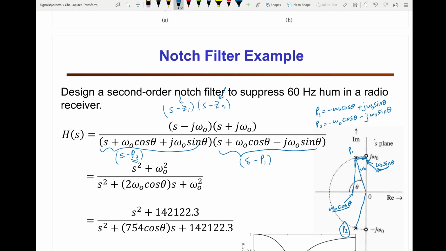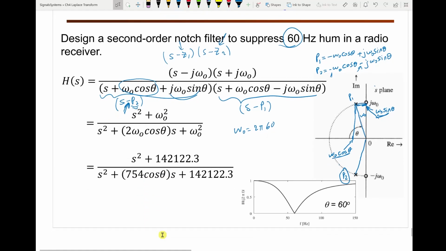Then I plug in for P2: minus times minus, I get omega 0 cosine theta. Minus again, times minus, I get j omega 0 sine theta. Same thing here: minus times this minus, I get plus omega 0 cosine theta, and this minus times the plus, I get minus j omega 0 sine theta. If you multiply the zero factors, you will get s squared plus omega 0 squared. Same thing if you multiply the pole vectors. If you want to suppress 60 hertz, then omega 0 is just 2 pi times 60. If you square this, that is the number, and then you plug in omega 0. Here it's left in terms of theta.